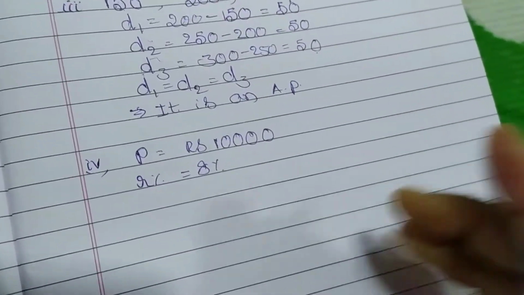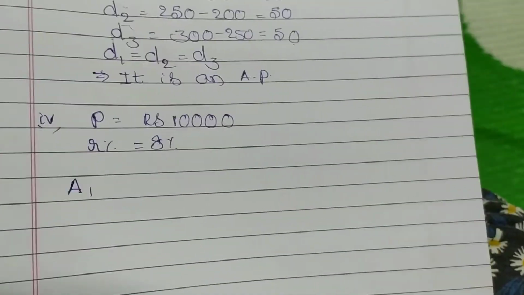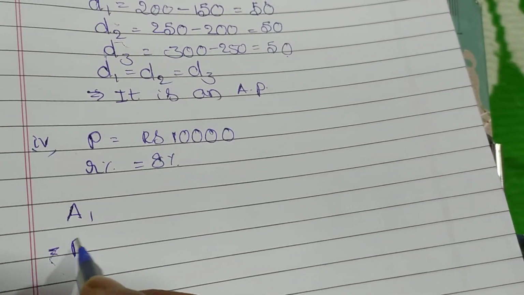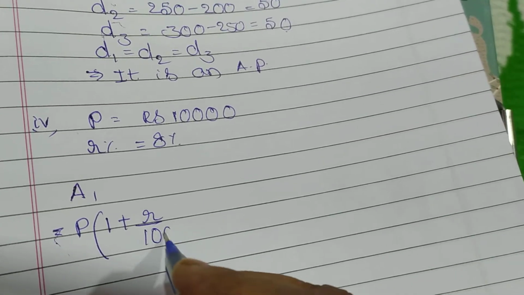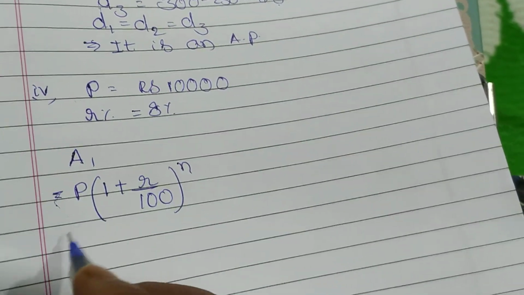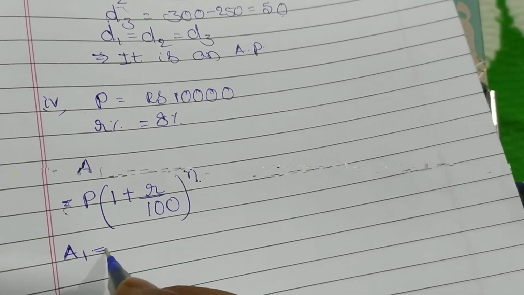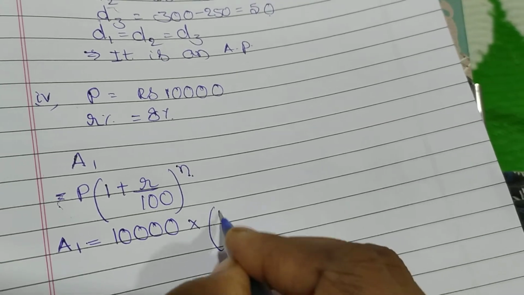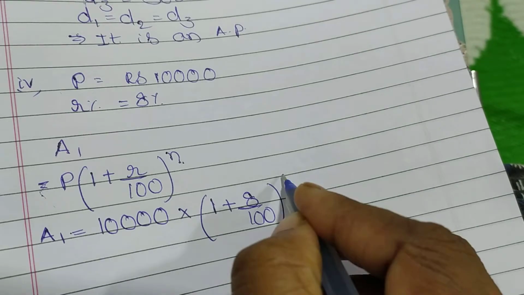So for the first year, I am taking the amount as A1. What is the formula for compound interest? Amount equals P into 1 plus R by 100, whole power N. So this is the formula. For the first year, N will be 1. So that is 10,000 into 1 plus 8 by 100, whole power 1.